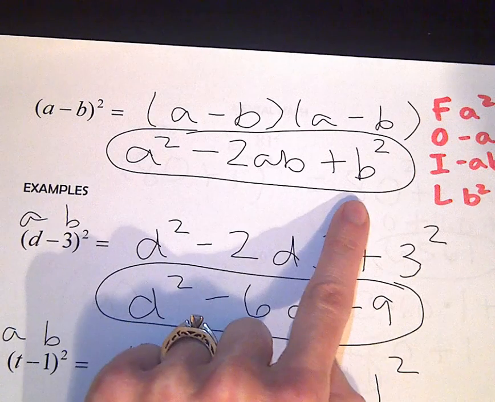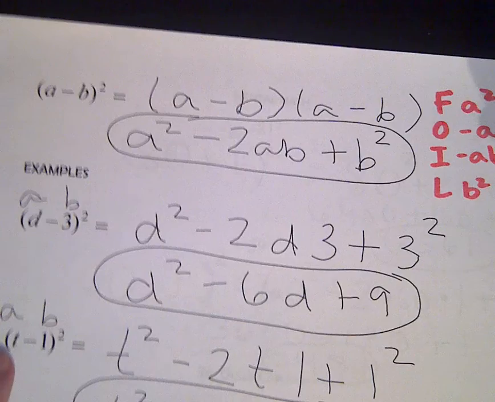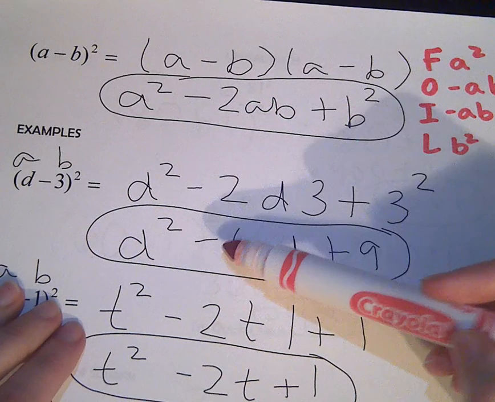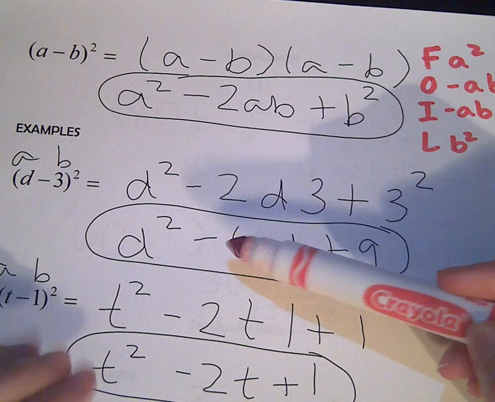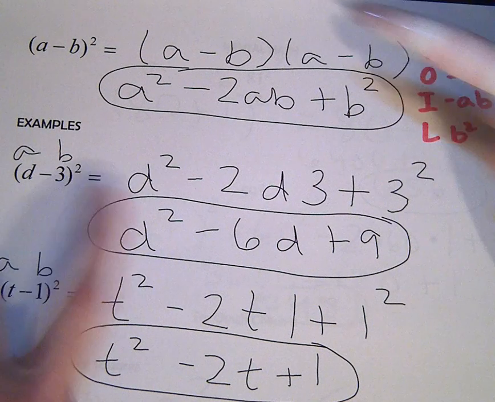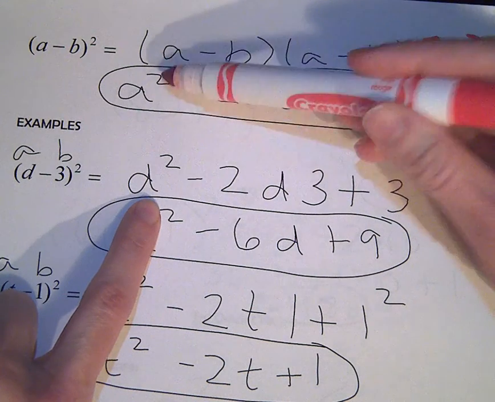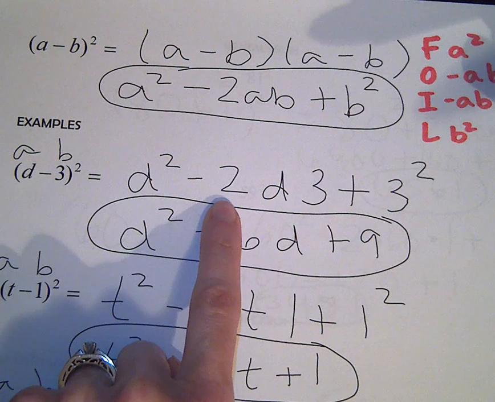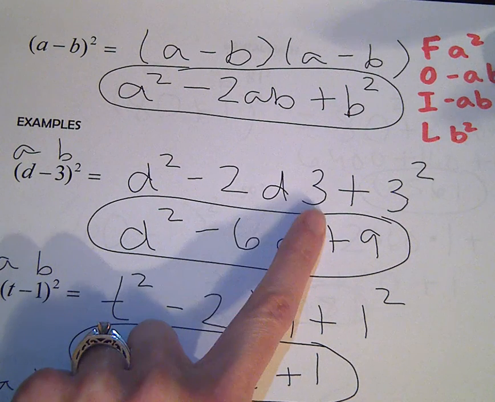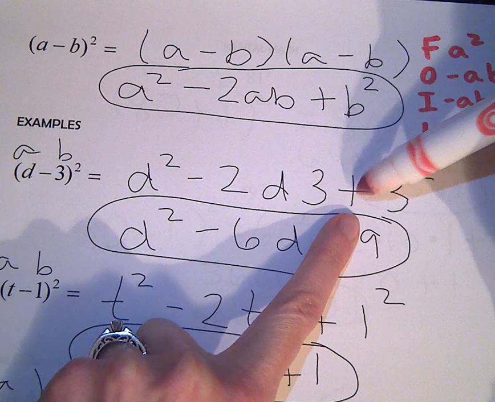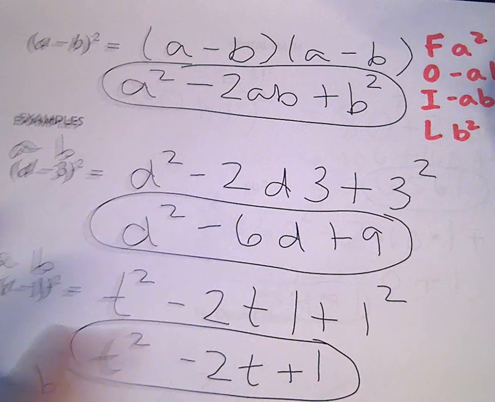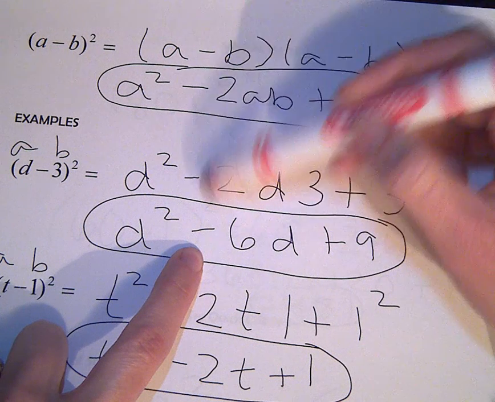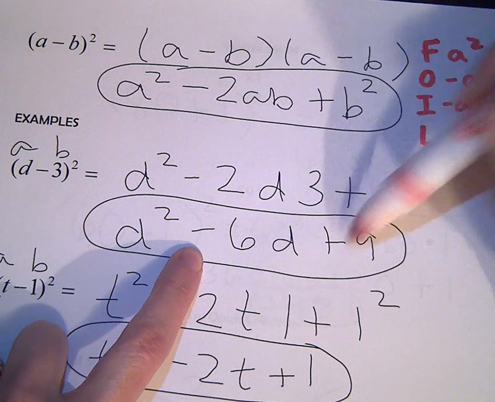So if you have squares of binomials where we have differences, like 2 minus 3, t minus 1, and so on, it's the same rule, only instead of doing plus, we just change this one to a minus. So this is d minus 3 squared. Using this rule, my a is d, so d squared minus 2, my a is d, my b is 3, plus my b squared, 3 squared. So now I have d squared minus 6d, because negative 2 times 3 is negative 6, plus 9.